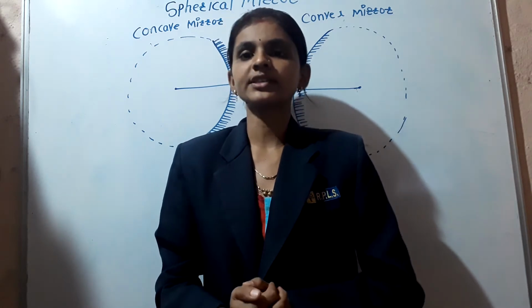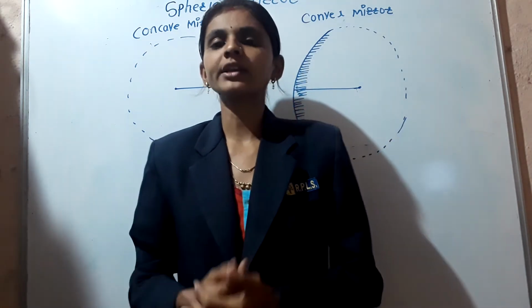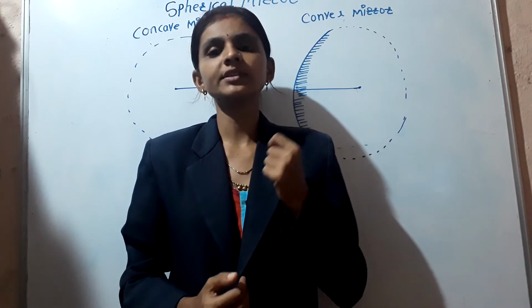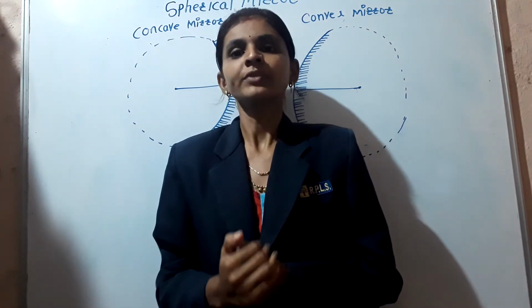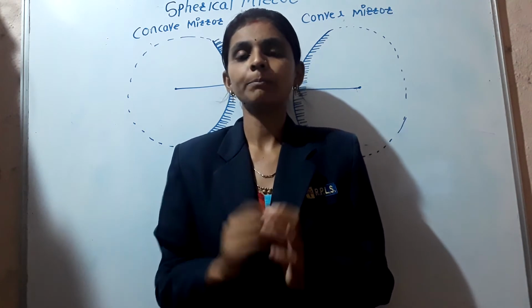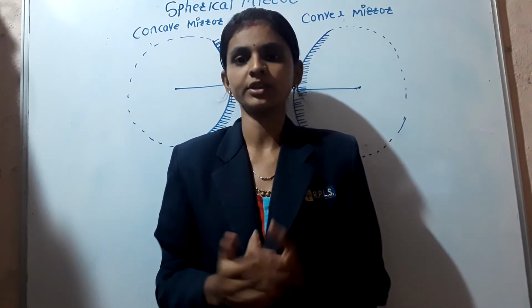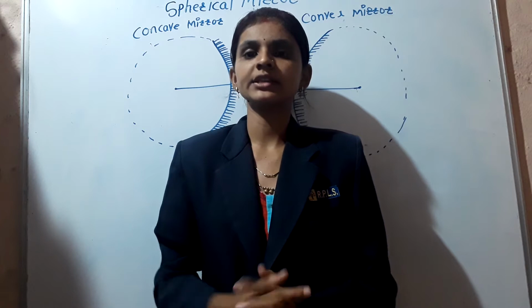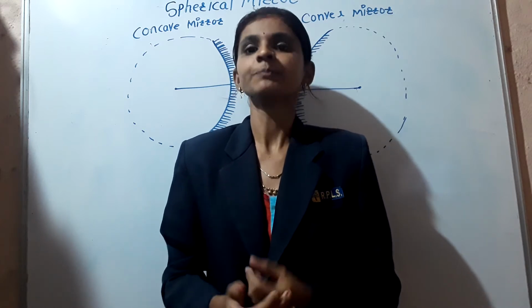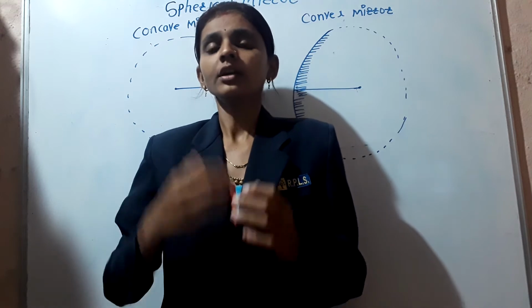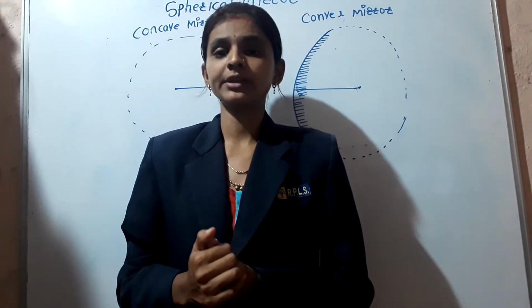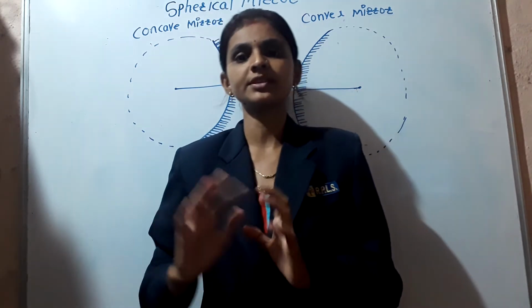Then again we discuss the spherical mirror. A spherical mirror is a mirror made by taking a part of any hollow sphere of glass or any plane surface object. It is a reflecting part of the glass or a plane surface. The reflecting part of the spherical mirror is sometimes inward, sometimes outward.